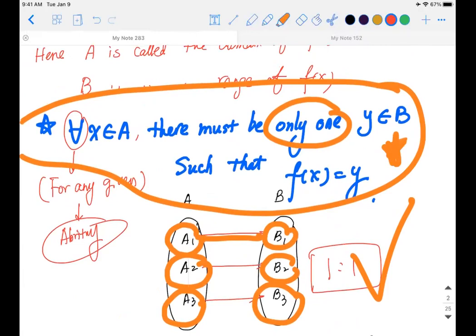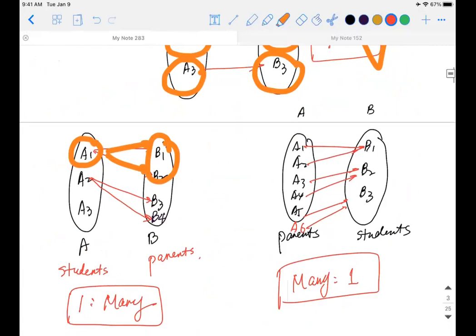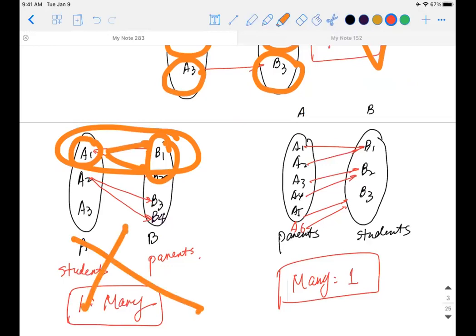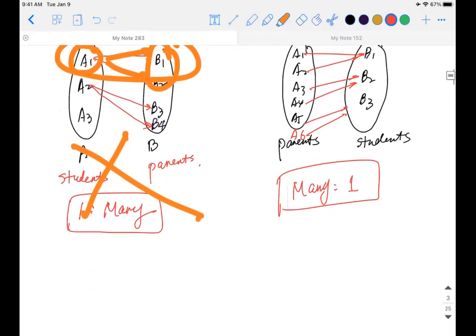Because there's going to be only one B. I mean, if you give me an A, there must be only one B mapped in the B set. However, if you give me one A, there are two B's in the B set. So therefore, according to the definition of a function, this is not a function. You're more like doing a relationship from one to many. One A mapped to multiple B's. I'm sorry, this is not a function.